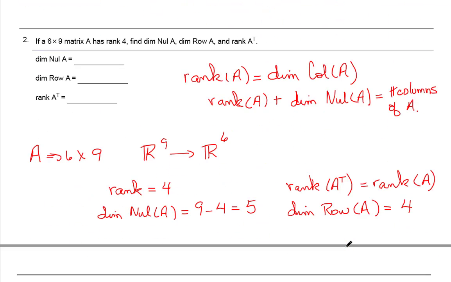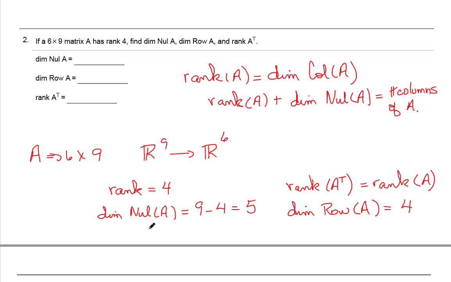Alright, well, let's see. They give us some more information here. Suppose A is 6 by 9. Alright, if A is 6 by 9, then A is going from R9 into R6. We know it has a rank of 4. So if the rank is 4, and I know the rank plus the dimension of the null space has to be the number of columns.